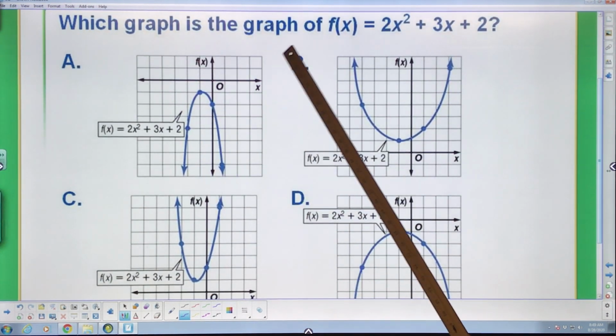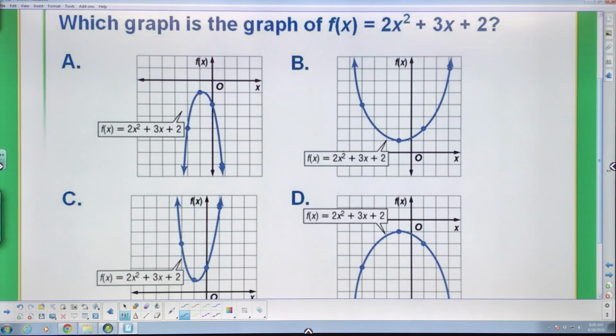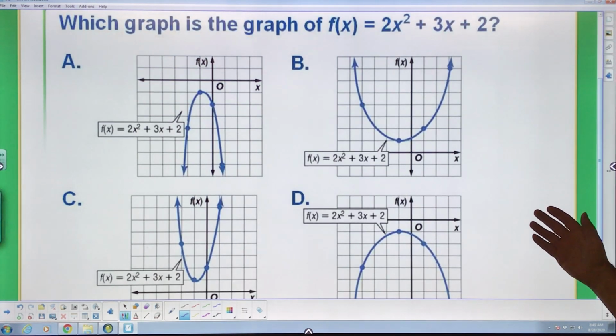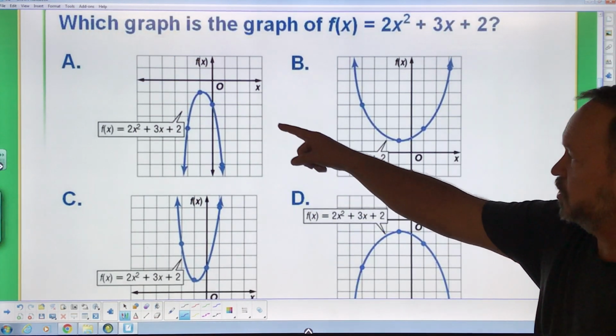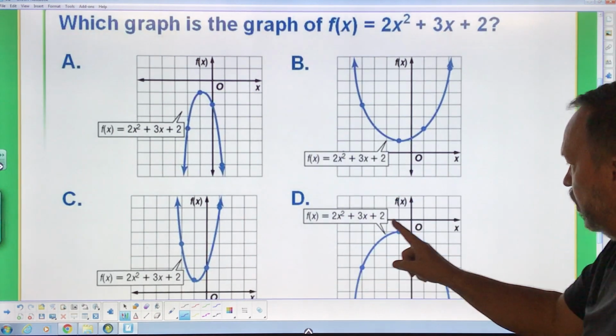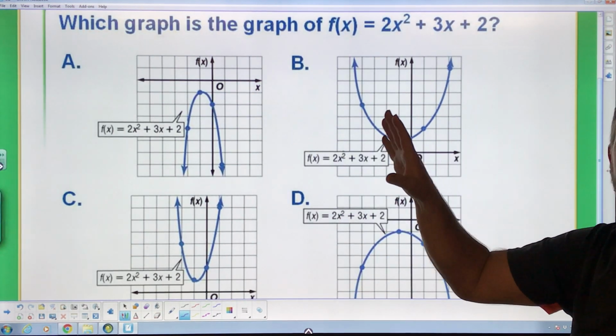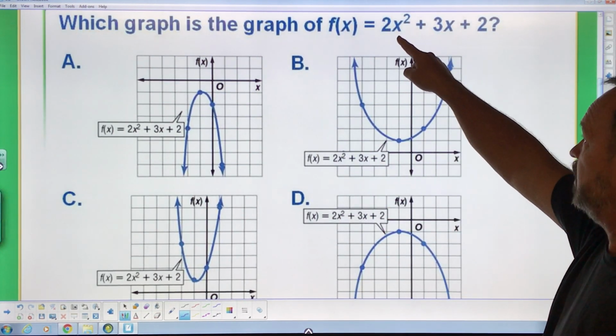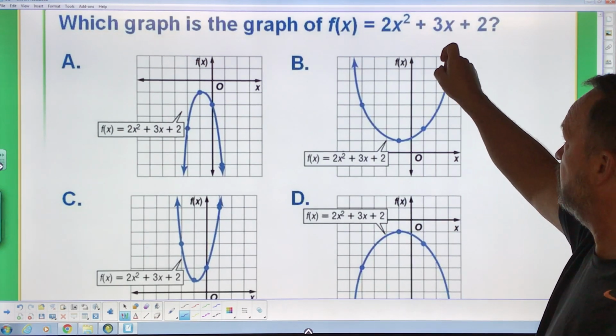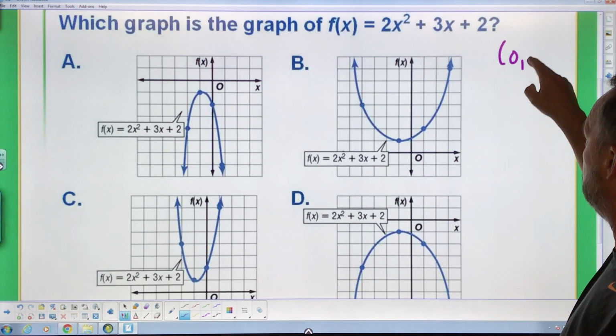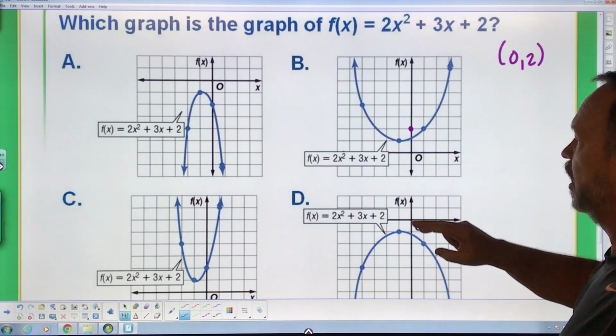It says which graph is the graph. The very first thing I would do is find out what's going on at 0, because you see on the axis, what's going on at 0? What's the y-intercept? Okay, so that would be 0. If x is 0, that's 0, that's 0, 2. So 0, 2.